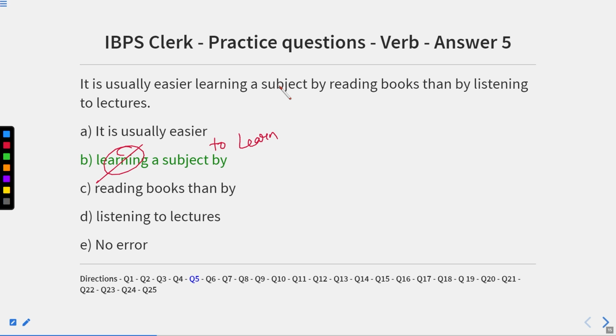Because if I say learning is easy, then it is fine. But if I say it is usually easier what? To learn a subject. So to learn a subject is easy. So in that case, we have to use infinitive, not the gerund. So this gerund is incorrect over here. We should use infinitives. So here the error is in part B. So our answer is B.